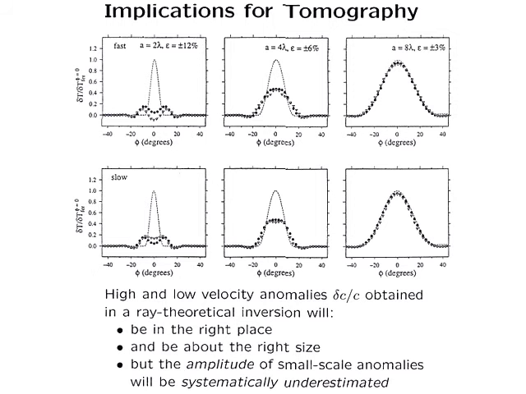So the real thing it'll affect is the amplitudes of the anomalies. You see that ray theory certainly predicts that this travel time anomaly is in the right place, so you'll get your anomalies in the right place, and it actually is almost the right width, so they'll be about the right size. They'll be a little bit fatter, but what really happens is they're going to be substantially reduced in amplitude.